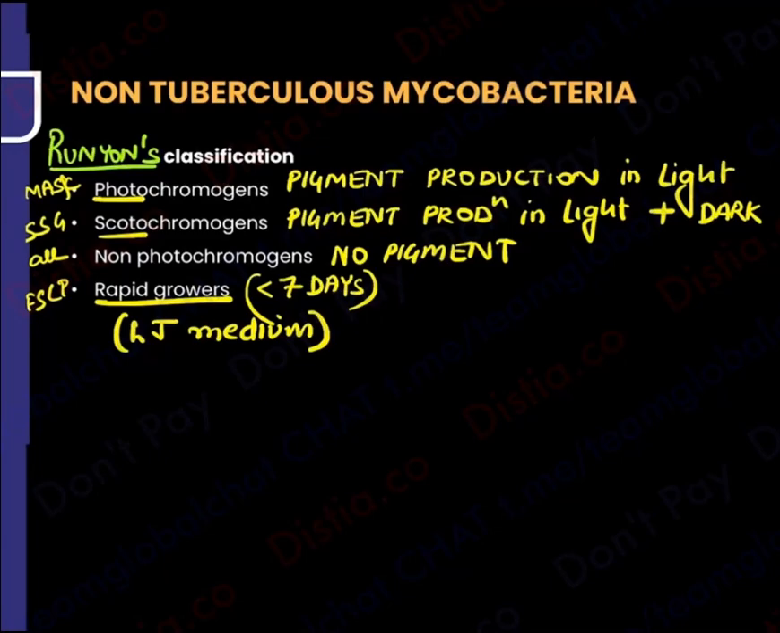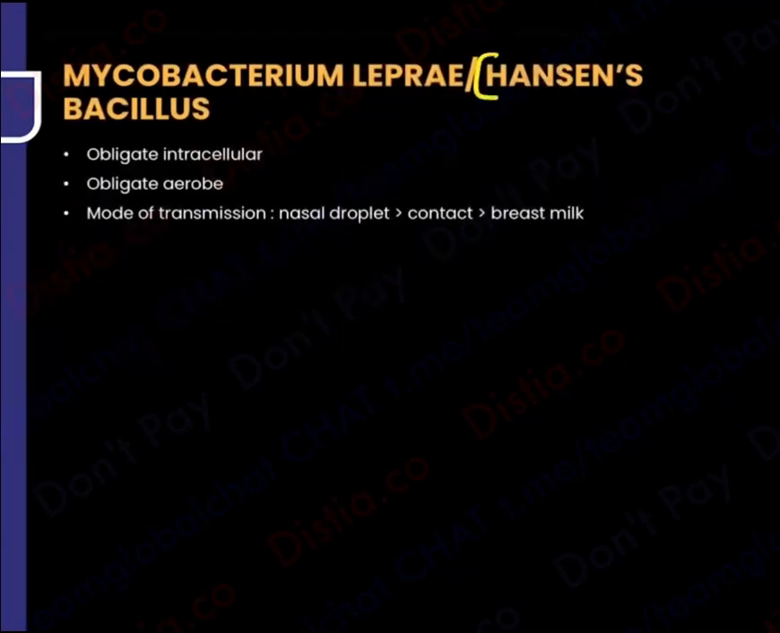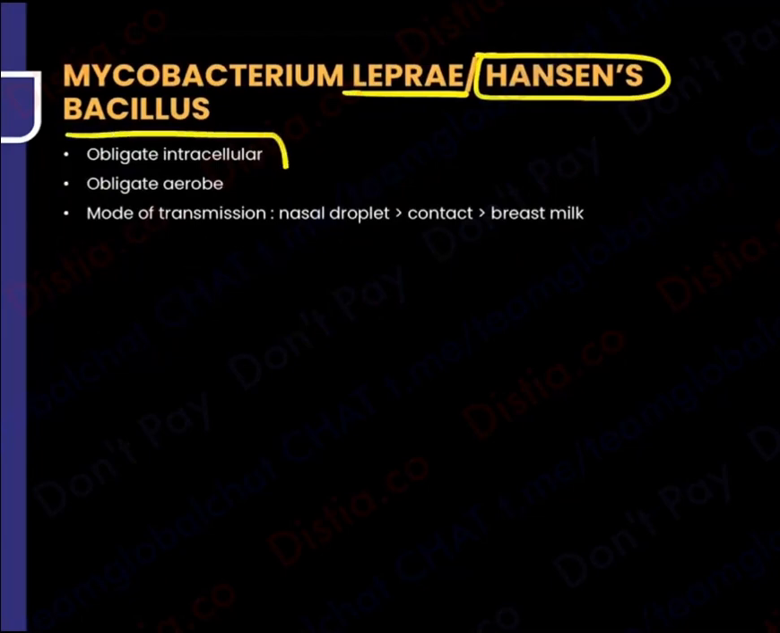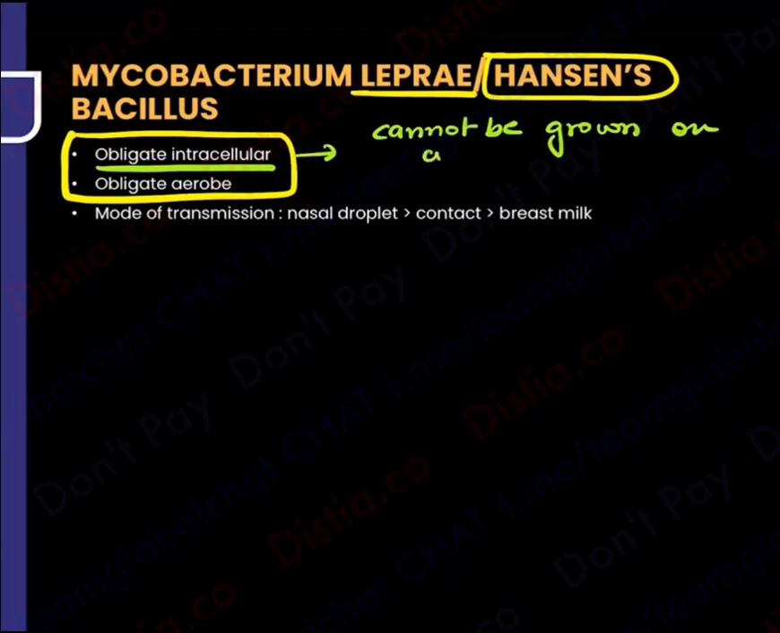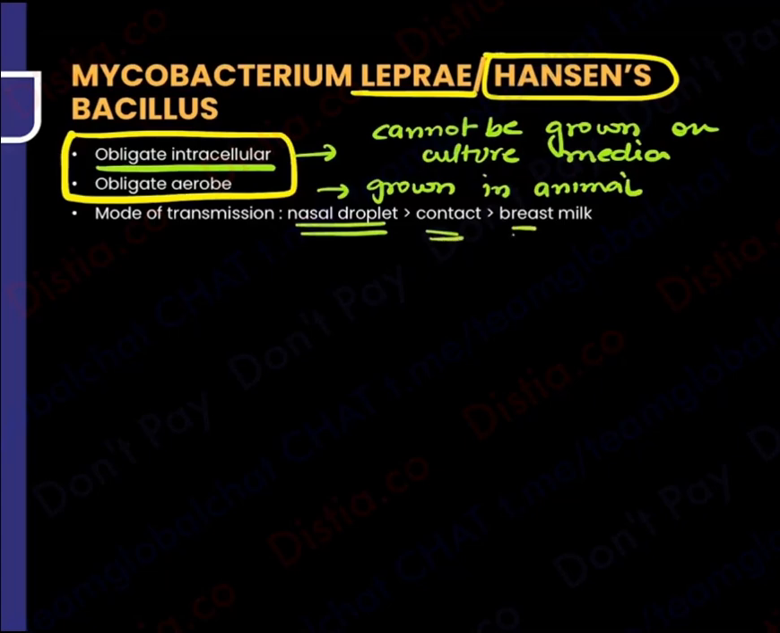Done with this, the last mycobacteria that we are left with is the Hansen's bacillus, and Hansen's is known as Mycobacterium leprae. Now, it is obligate intracellular, obligate aerobe, means it will always need oxygen and it will always be inside the cells. Anything that grows inside the cells cannot be grown on culture media, it can only be grown in animals, because you need cells for its growth. How does it spread? Most commonly nasal droplets, followed by contact and even milk.